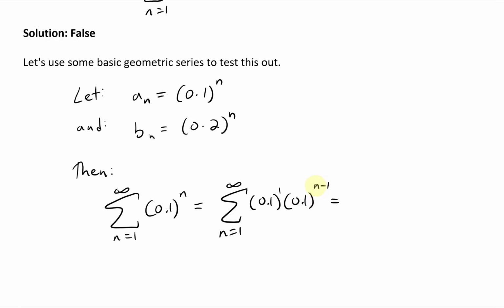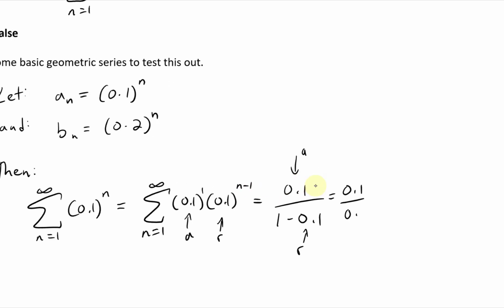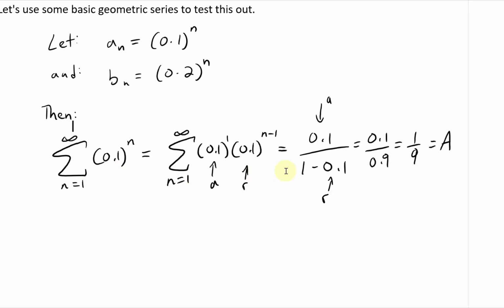So we know this is going to be 0.1. This is our a, and this is our r. They're both the same. So this is going to be 0.1 over 1 minus 0.1. This equals 0.1 over 0.9. You can multiply by 10 on both sides and the factors cancel out, or you could just do that in your head. It's just 1 over 9. So 0.1 divided by 0.9 is 1 over 9, and this equals our capital A.